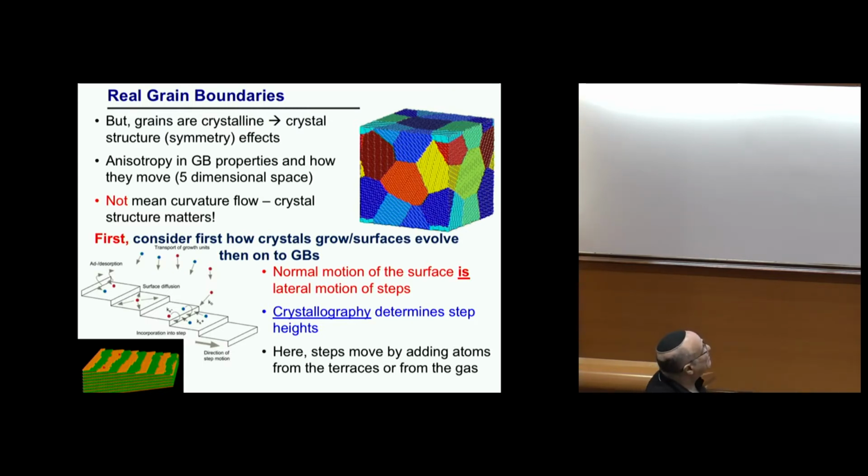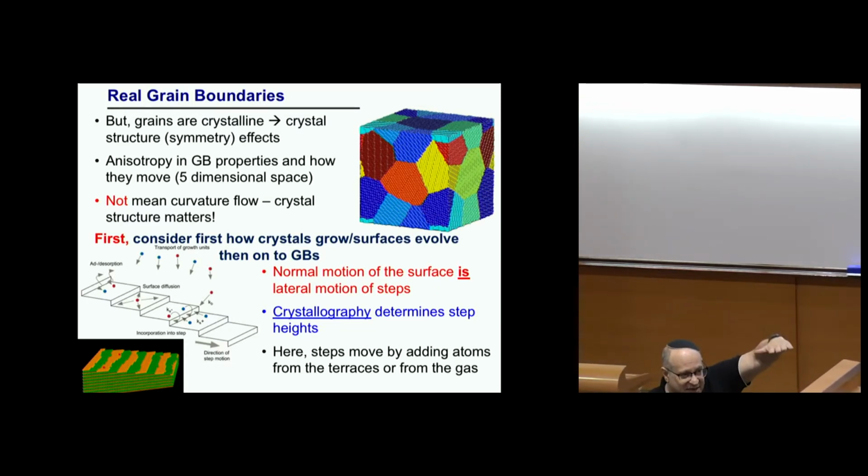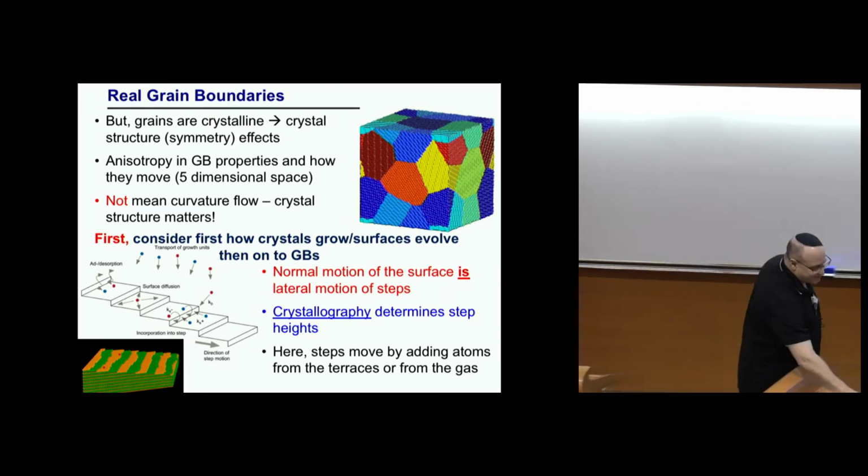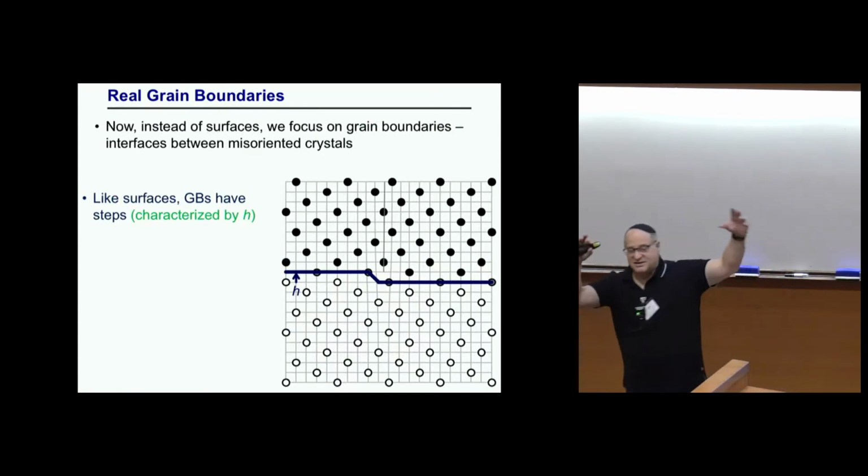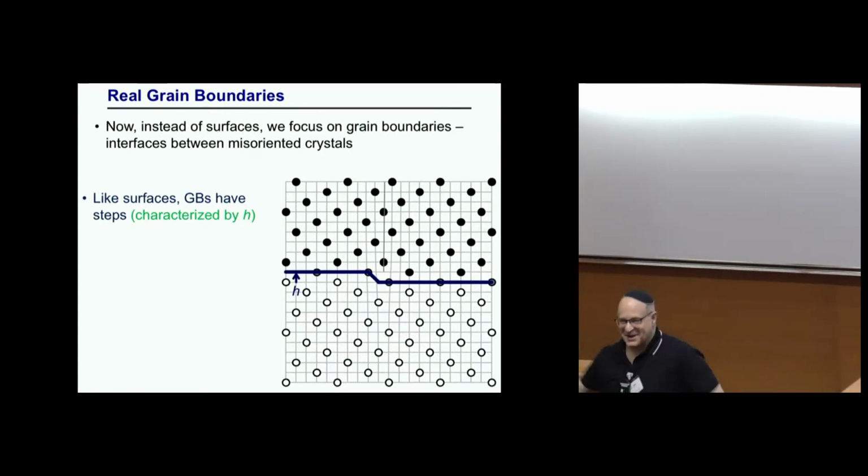Okay, but the crystallography is going to tell me which kinds of step heights are permissible. I can have 1 atomic plane high or 2 atomic plane high or something like that. So there's a discrete set of step heights that crystallography tells me. And here, the rate at which these steps move depends on what's being attached to those steps. Okay? Now, let's go back to grain boundaries.